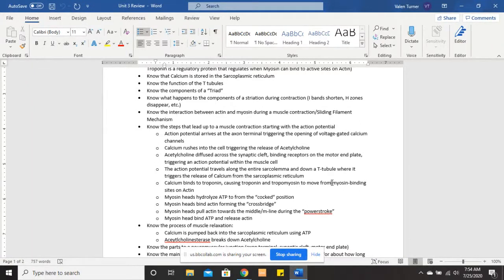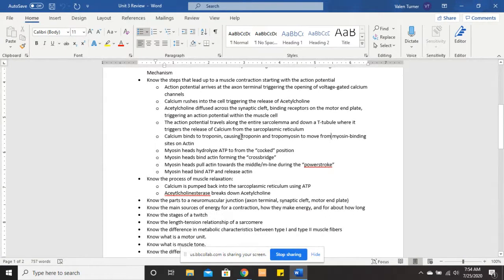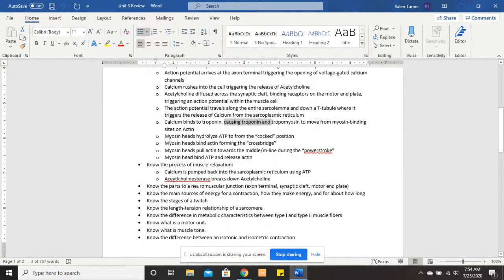All right. And calcium only needs to bind to troponin. Think of troponin as the boss. So once you tell the boss what to do, everybody else follows along. So once calcium binds to troponin, troponin and tropomyosin move away. And then at that point, you get to go into your sliding filament mechanism or your cross bridge cycle.